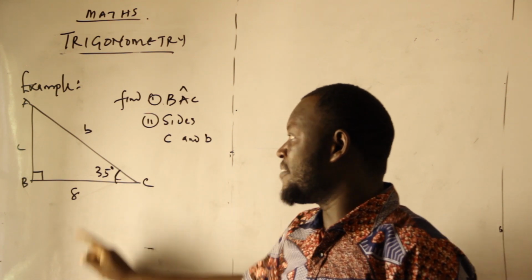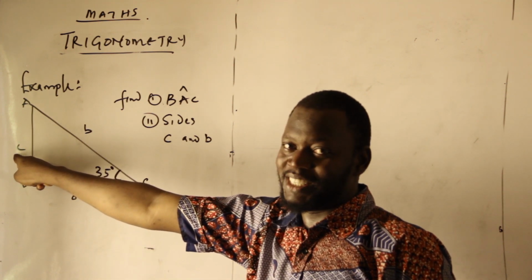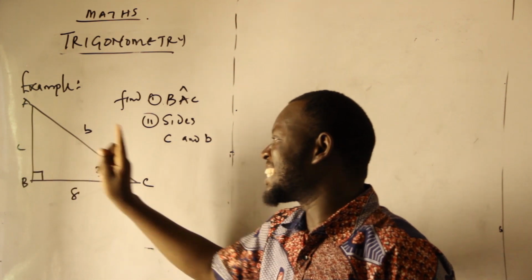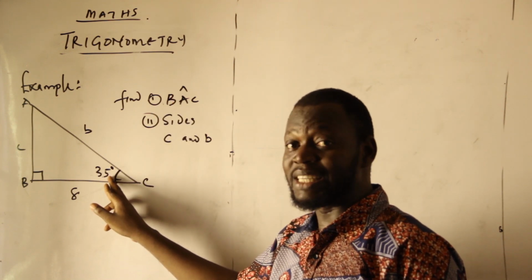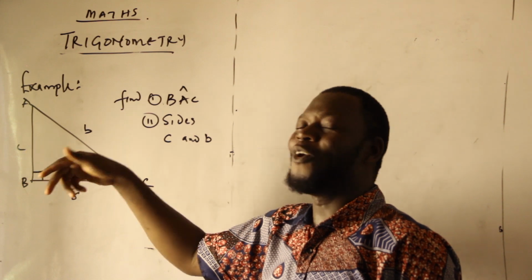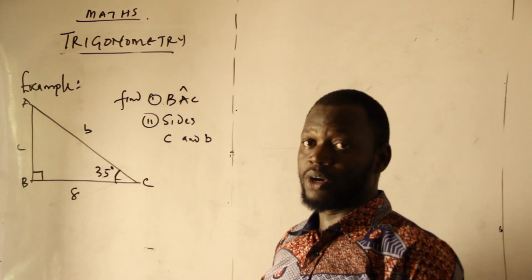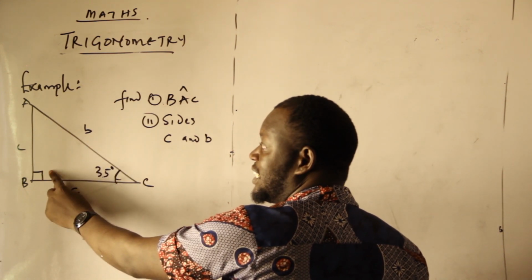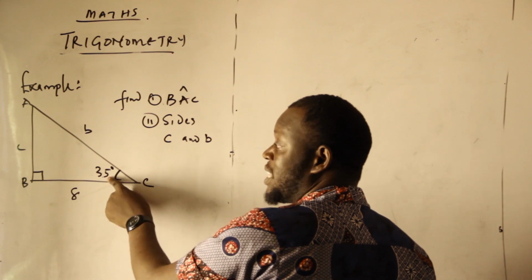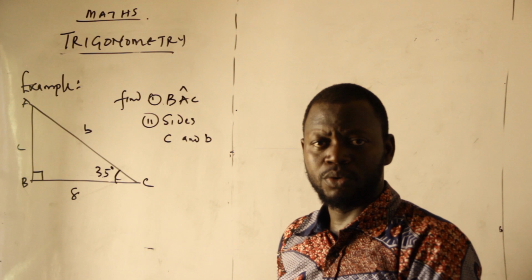Once we have this to be 35, definitely this is our opposite, because it's the side that is facing the given angle. So this is the angle that you are going to be using. Of course, you know this is 90 degrees. So if this is 90 degrees, you take this one from 90 degrees, because these two will be complementary.